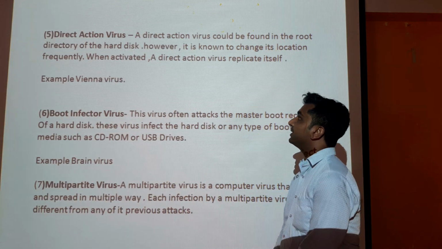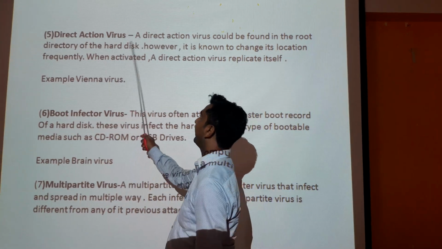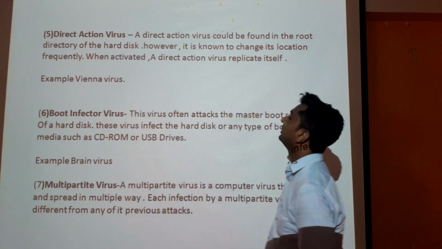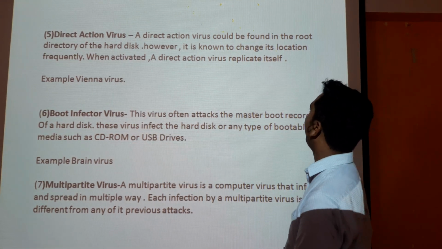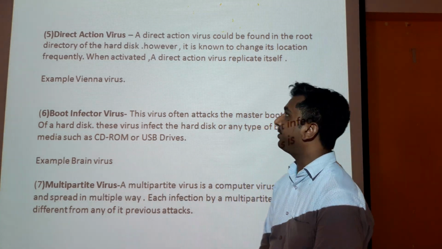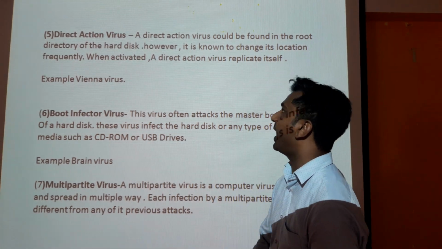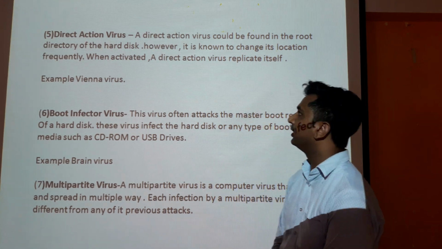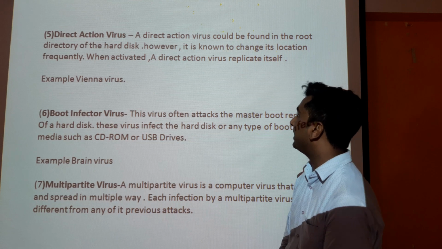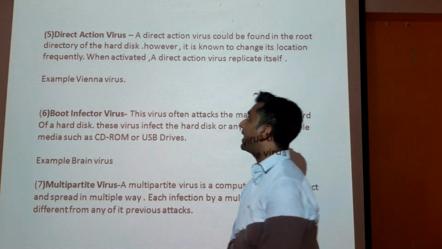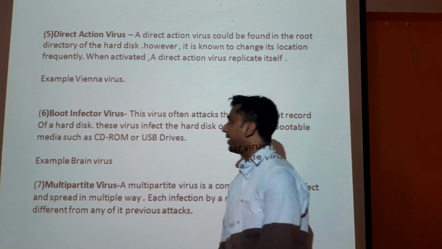Now, the next virus is the direct action virus. A direct action virus could be found in the root directory of the hard disk. However, it is known to change its location frequently, and when activated, a direct action virus replicates itself. An example of direct action virus is the Venia virus.